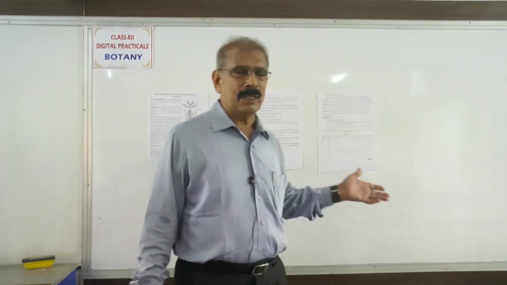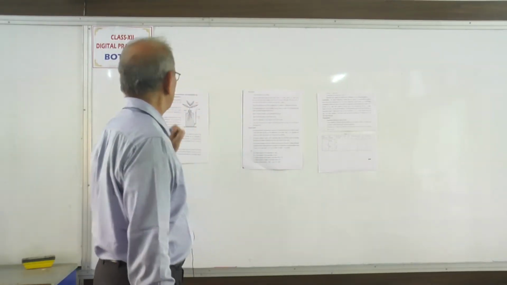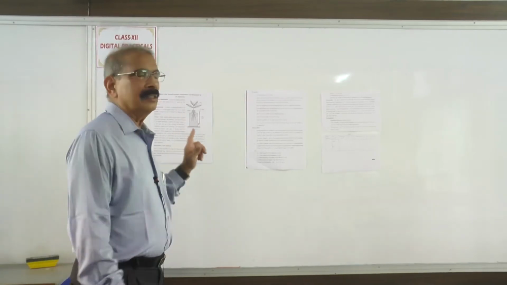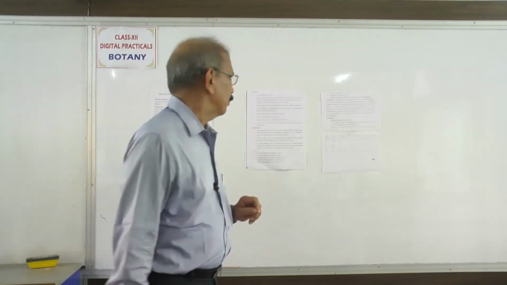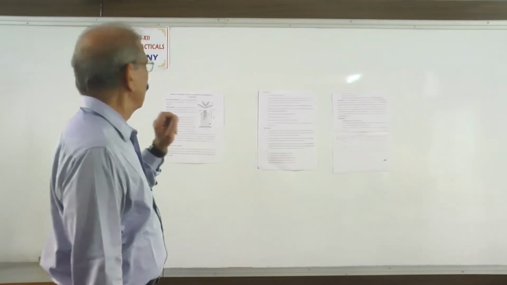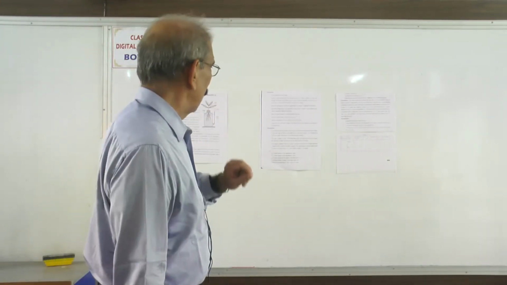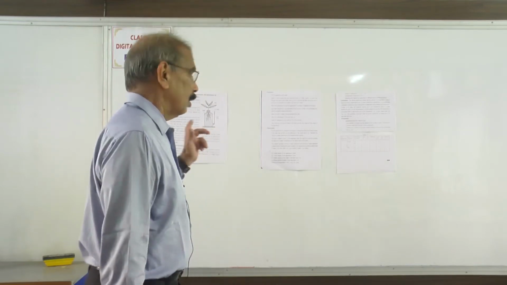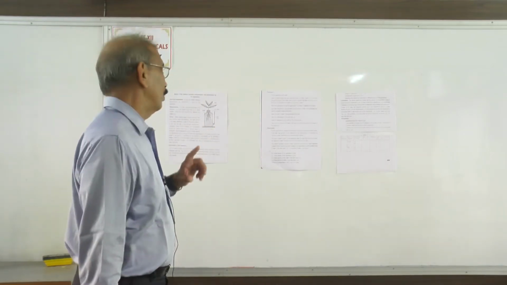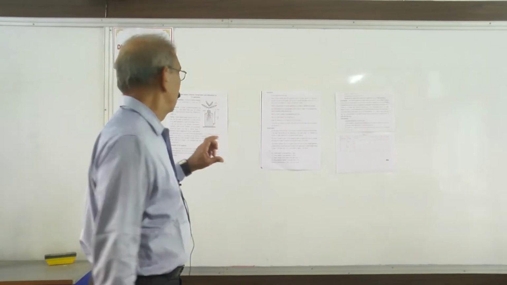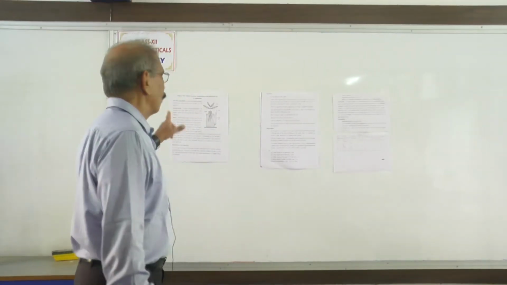While doing an experiment, we have to write the aim of the experiment. Then the second point is requirements. What are the chemicals, glassware, and other things that you require for your experiment? You have to write that. So we have kept requirements.